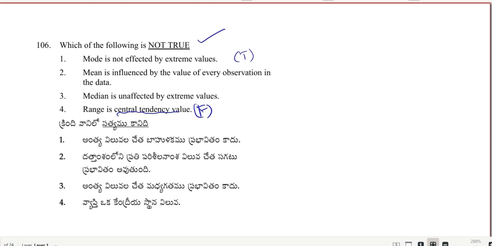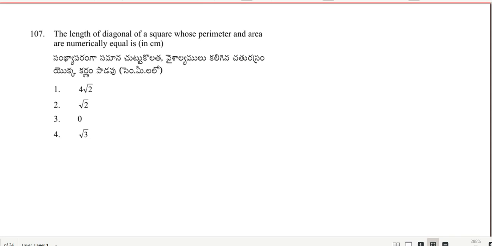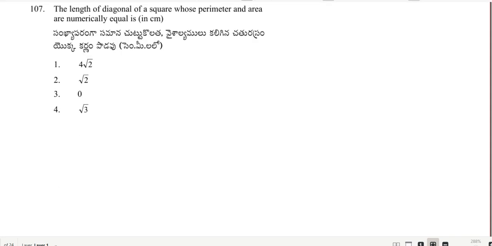Now let us see the next question. Find the length of the diagonal of a square whose perimeter and area are numerically equal. That means the area of the square is equal to the perimeter of the square. Area of a square is a squared, and the perimeter of the square is 4 into a, where each side is a. So a squared is equal to 4a. Transposing a to the other side, it becomes a denominator, so a gets cancelled and we get a equals 4.